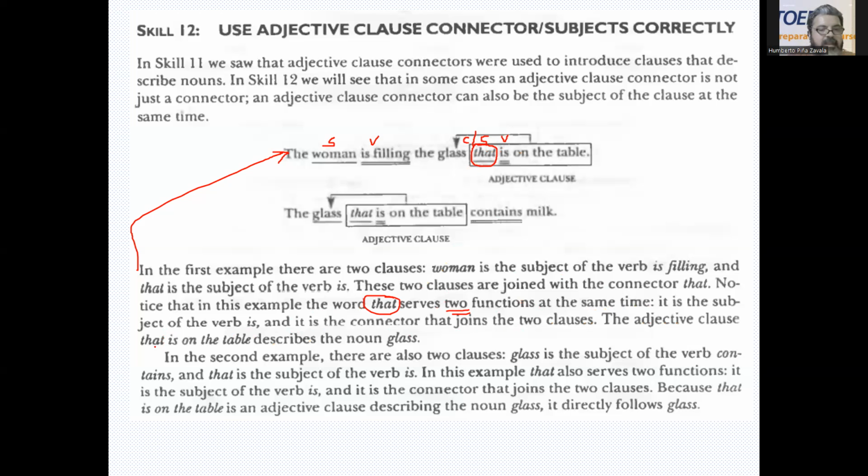The adjective clause that is on the table describes the noun glass. The woman is filling the glass that is on the table. Right? What glass are we talking about? The glass that is on the table.